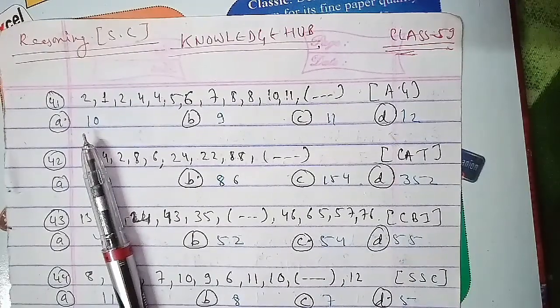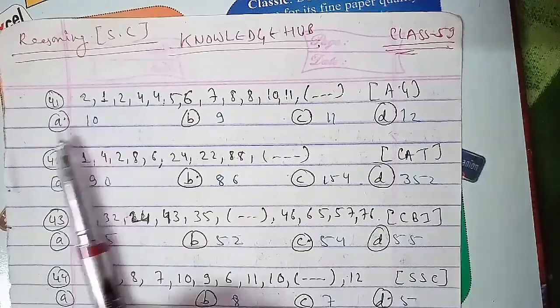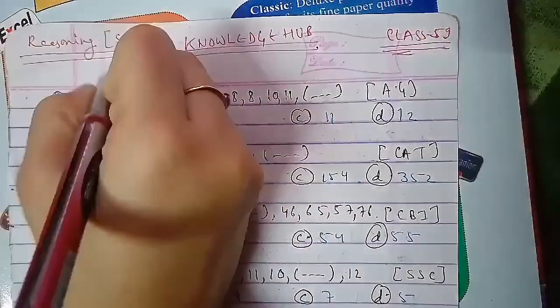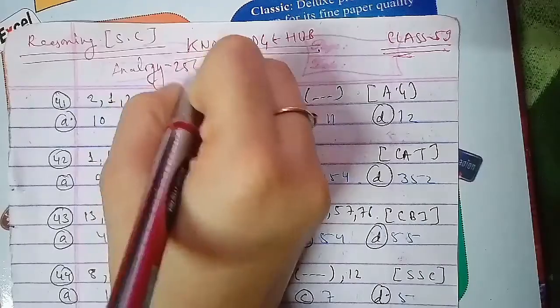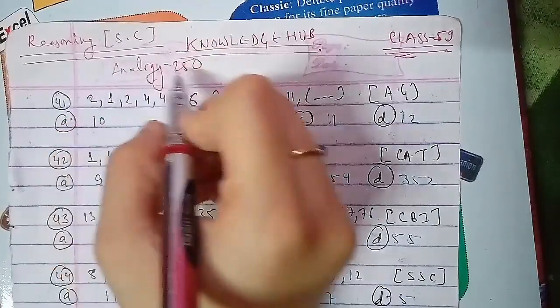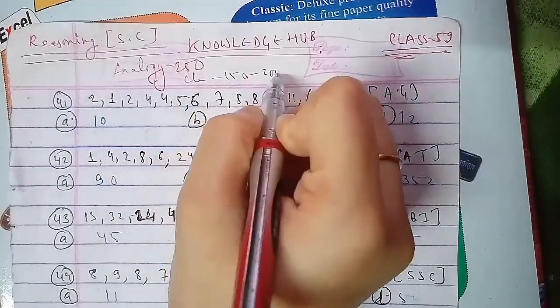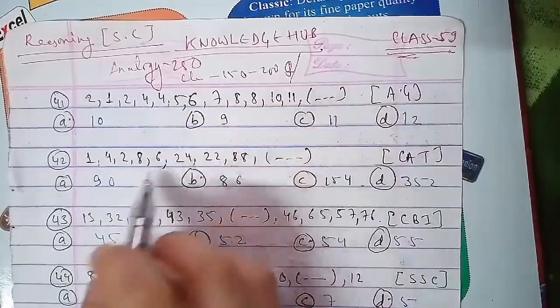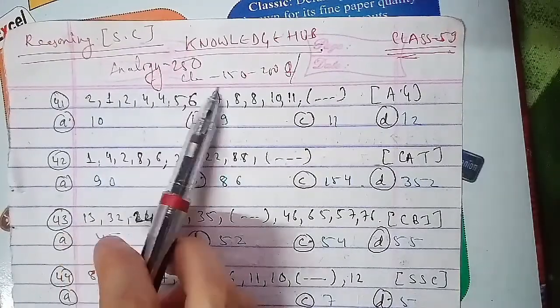So here we are starting with question number 41. We had done analogy, up to 50 questions we had done till the last classes, and then classification we had done approximately 150 to 200 competition questions. So you have to go through all those questions, all those classes.